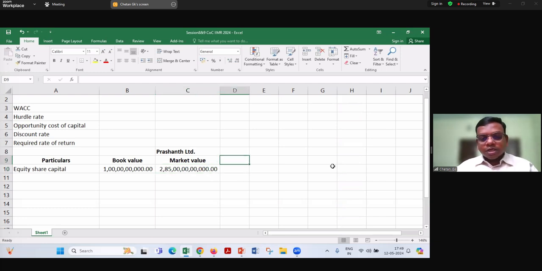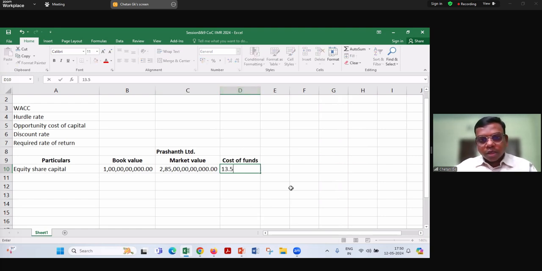Next, let us go with the cost of funds. So how much is the cost of funds? I'm just assuming this for the computation of cost of capital. We'll come and discuss in detail how this 13.5 has come up. But for the time being, let us assume that it is 13.5.